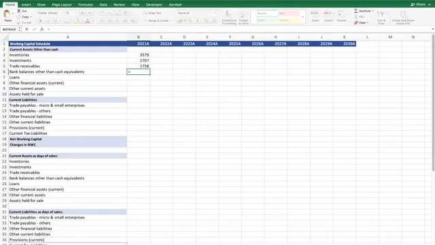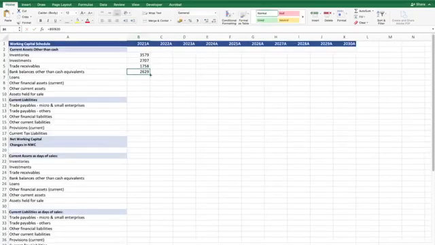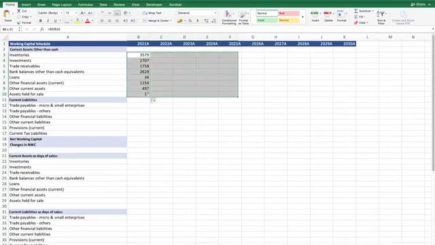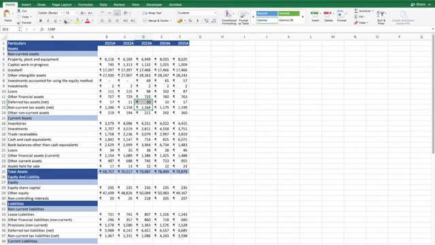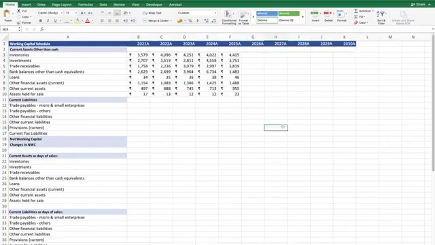So trade receivables. We have to skip this cash and cash equivalents. We need to get to bank balances. This is the loans and all these things. We can quickly get these numbers and convert them into a particular format. So these are the numbers.